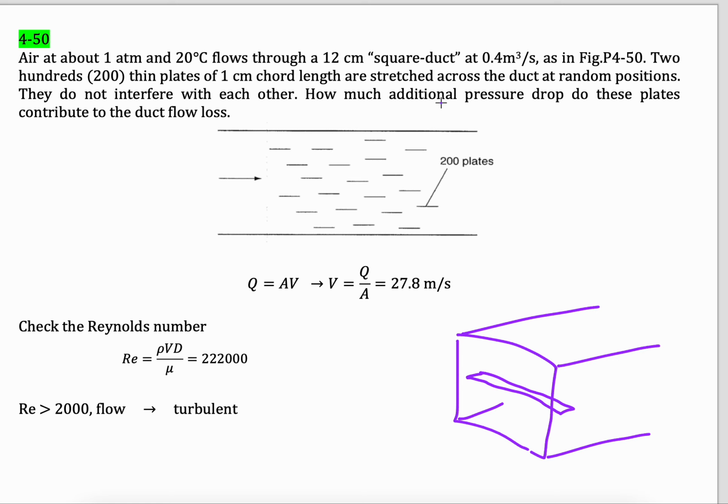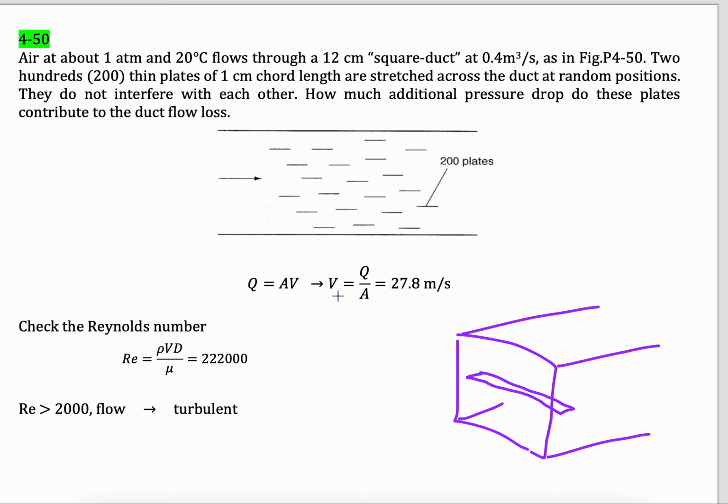And the idea is that they do not interfere with each other. So normally the locations are separated from each other to make sure that the flow remains like a normal flow. Okay, and then it gives us the flow rate as 0.4 meter cube per second.